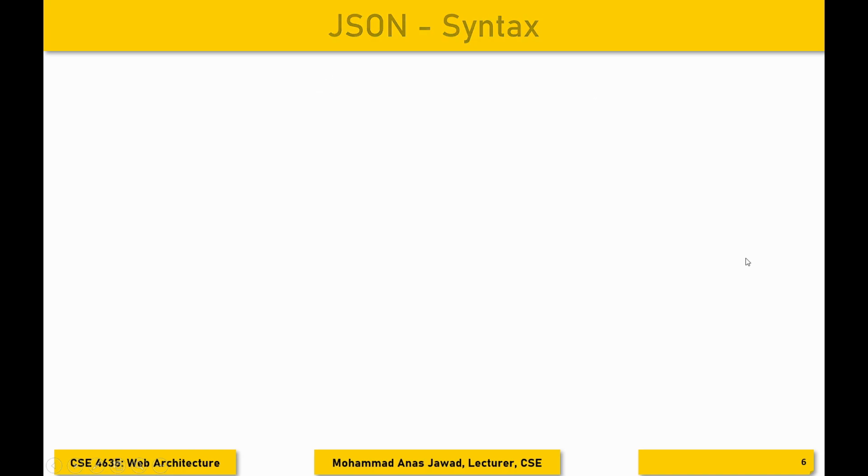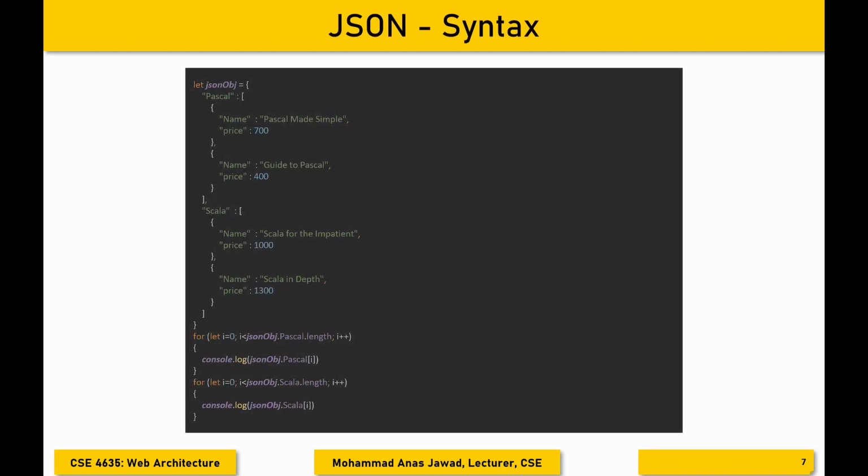Now, let's take a look at how we can access these JSON objects inside our JavaScript file. Suppose this is a very simple JavaScript file, and in this file we have created a JSON object as follows, the same object that we have just seen in the previous slide. As I have mentioned, this JSON object has two arrays, the Pascal array and the Scala array. If you want to traverse through the elements of each of these arrays, we need two loops, because there are two arrays.